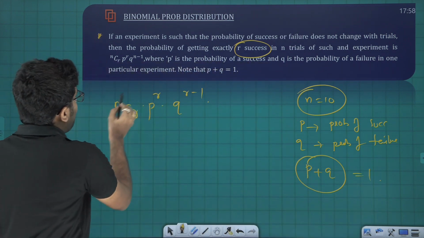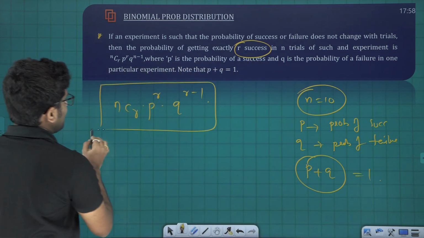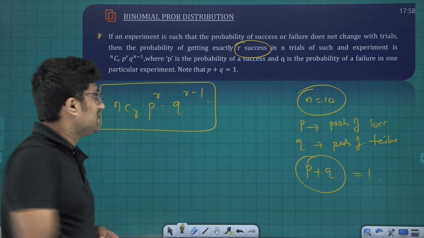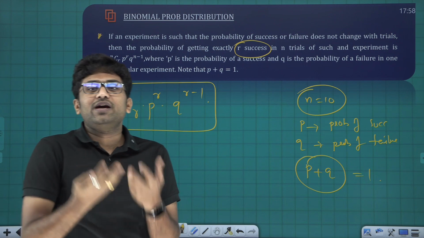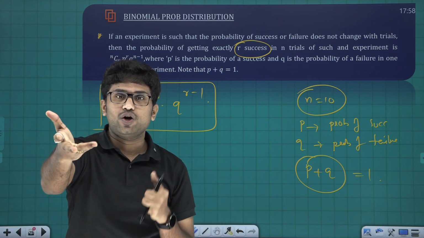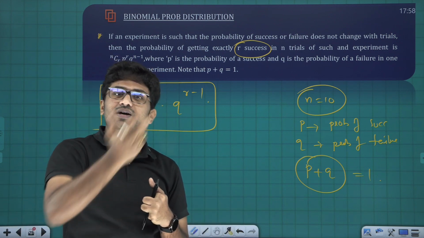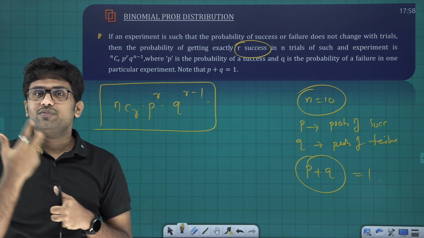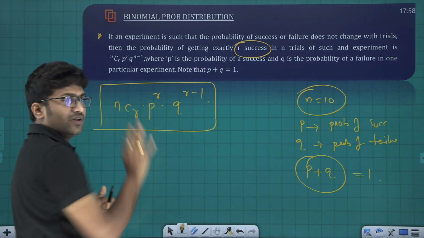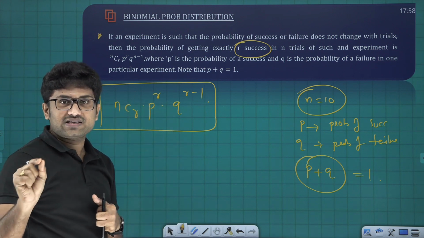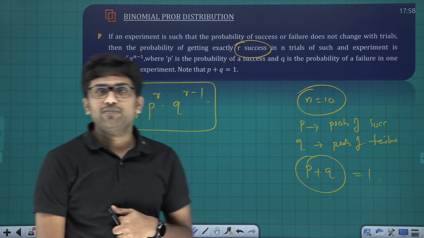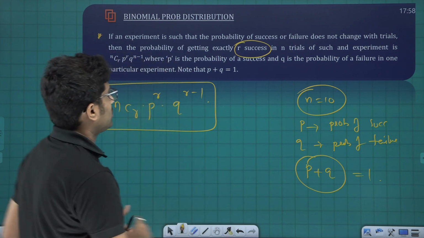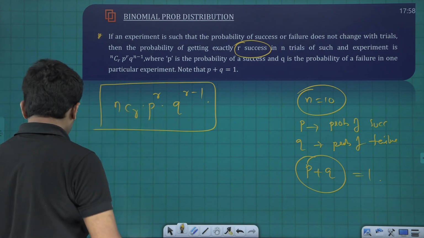Clear? So the probability of getting r successes in a binomial distribution is nCr into P power r into Q power n minus r. Why do we name it binomial? Like in the binomial theorem, (x plus y) whole power n, the general term is nCr into x power n minus r into y power r. In the same way, friends, the probability of getting r successes is nCr into P power r into Q power n minus r.